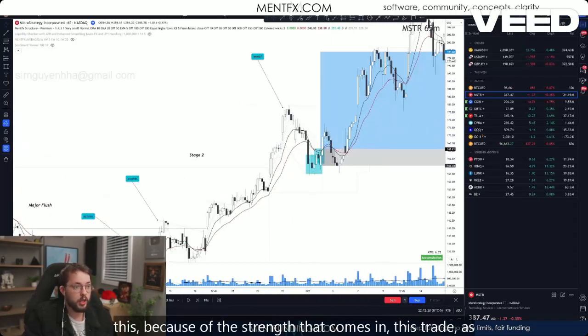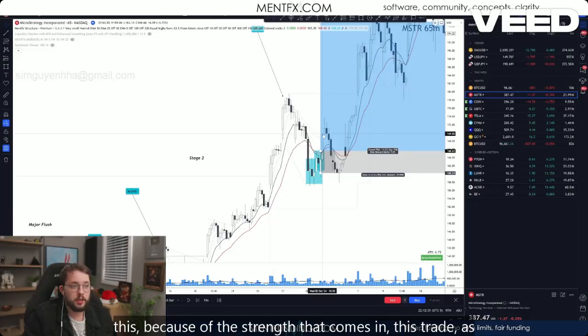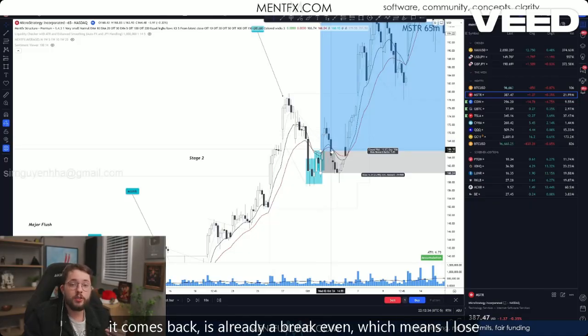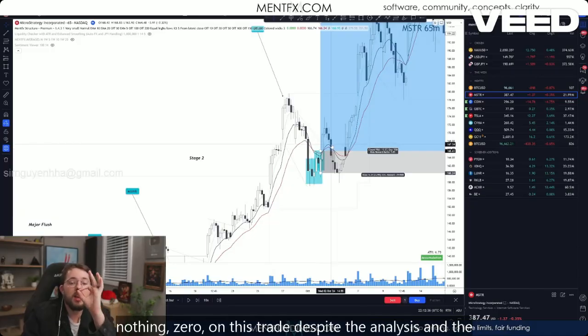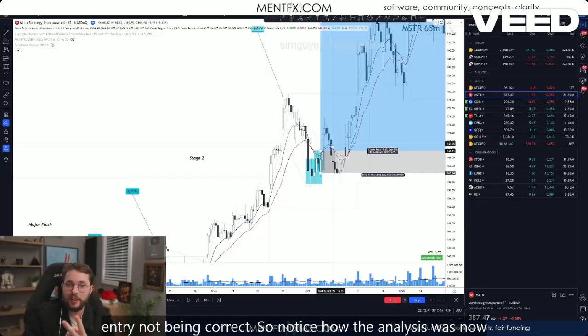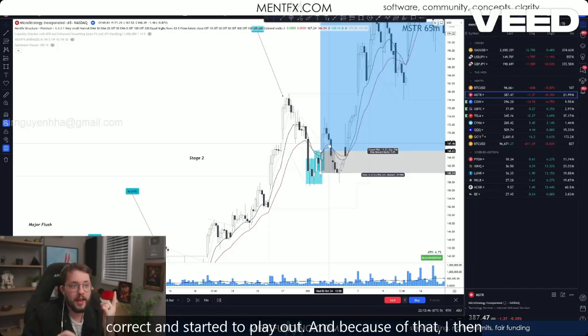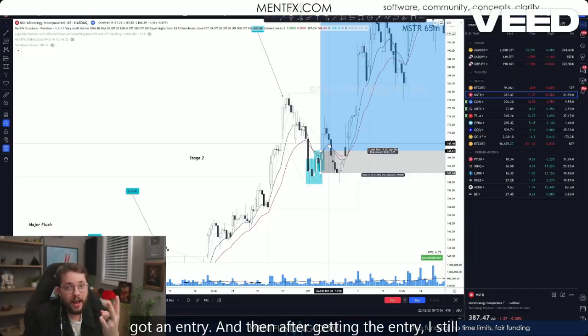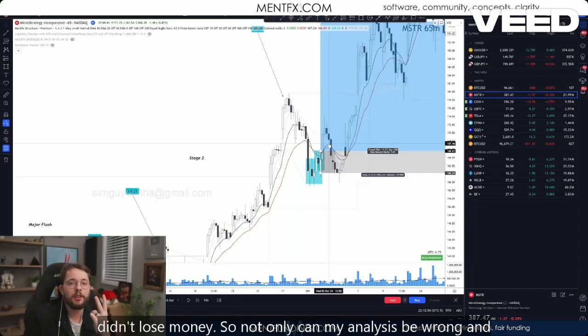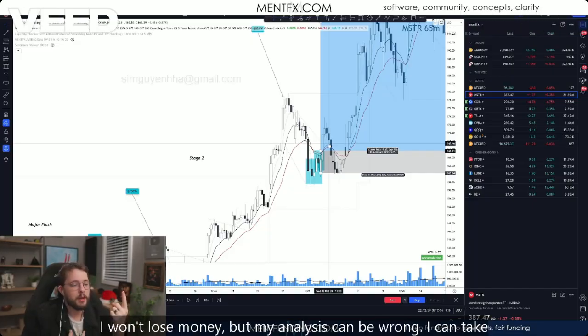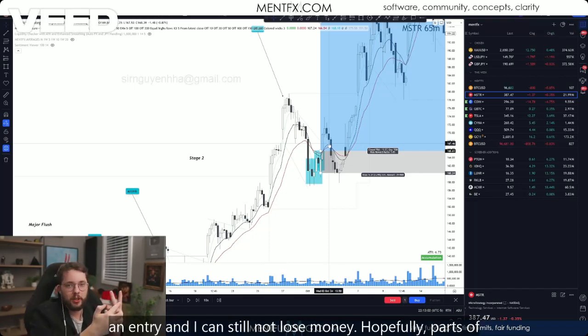And for me, as I'm looking at this, because of the strength that comes in, this trade, as it comes back, is already a break even, which means I lose nothing, 0, on this trade, despite the analysis and the entry not being correct. So notice how the analysis was now correct and started to play out. And because of that, I then got an entry. And then after getting the entry, I still didn't lose money. So not only can my analysis be wrong and I won't lose money, I can take an entry and I can still not lose money.